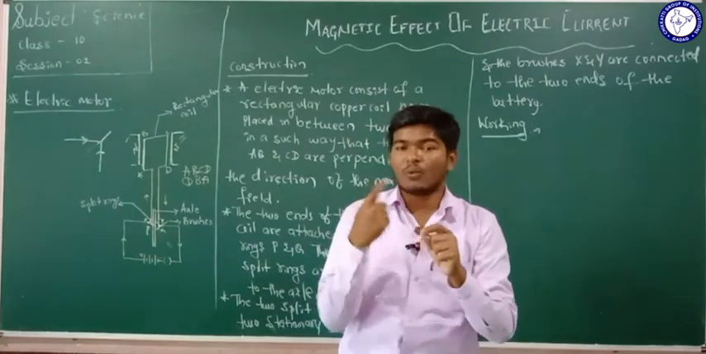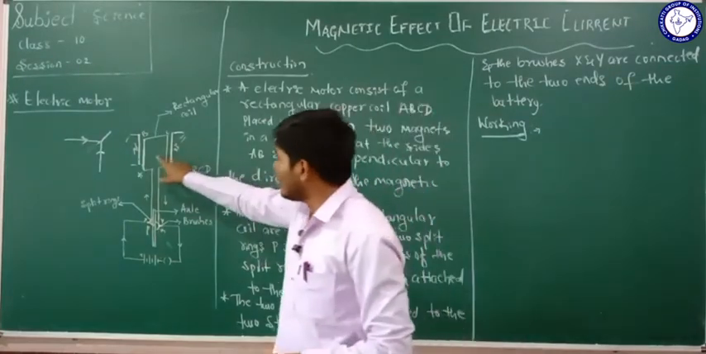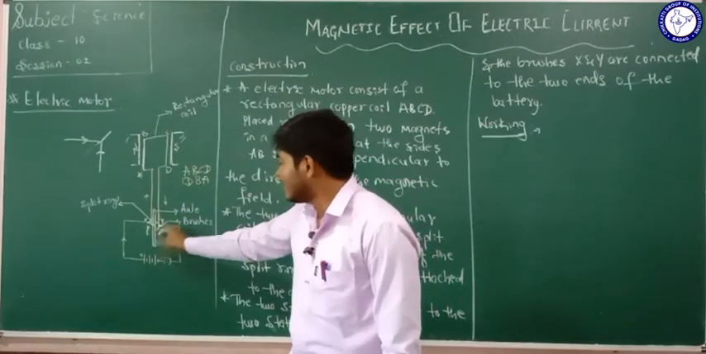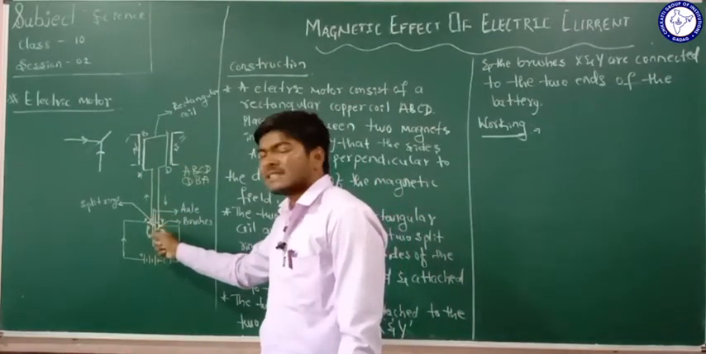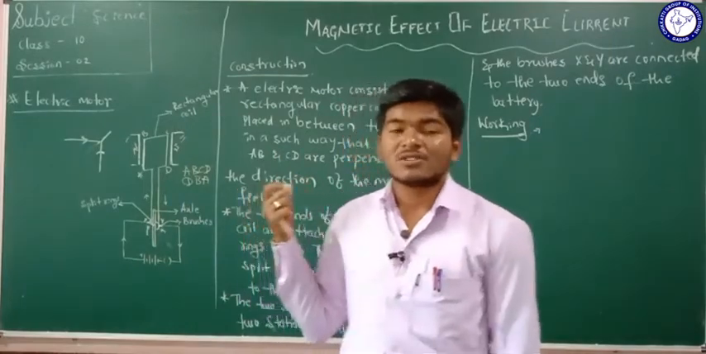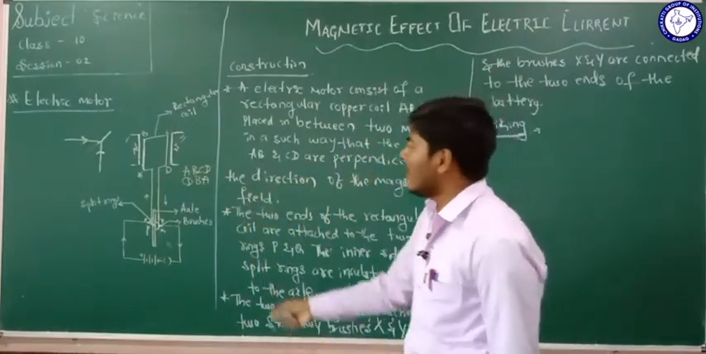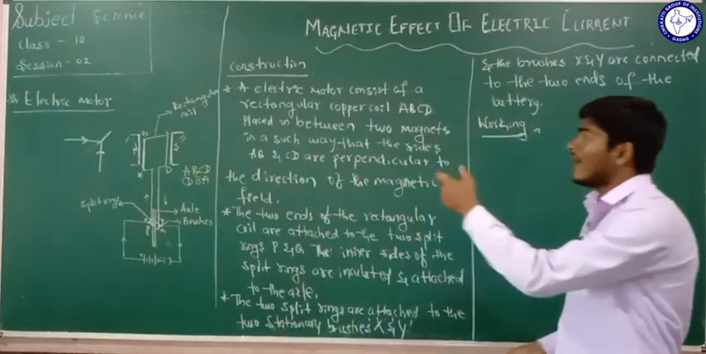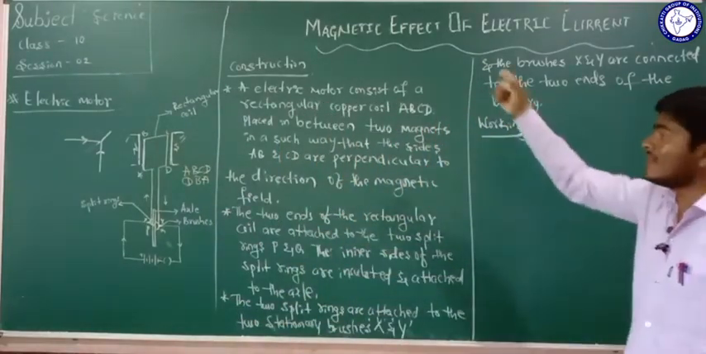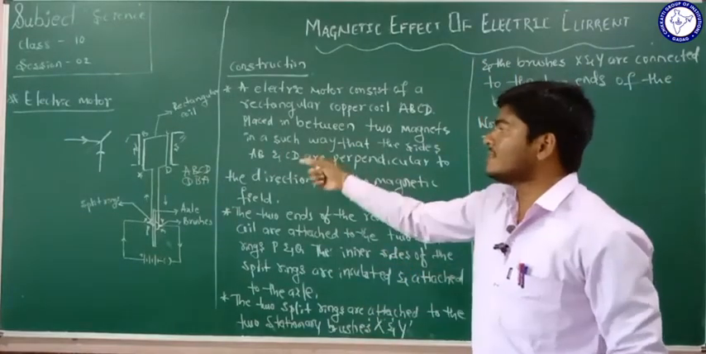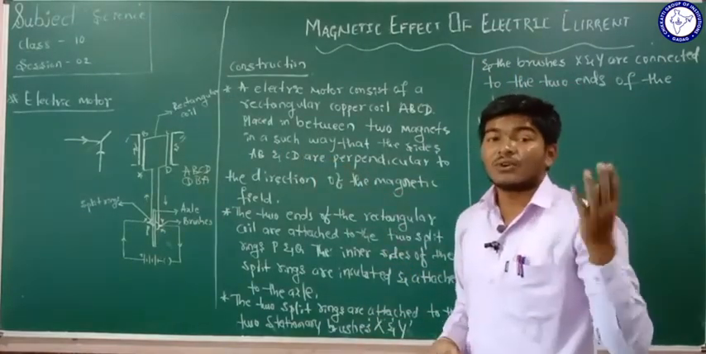That wound copper wire on the smooth iron material, together with the split rings, is called the armature. Is it clear? That armature is the main part in the electric motor. This is all about how an electric motor works and what the construction of the electric motor is. In your examination, this can be asked as a 4 to 5 marks question.